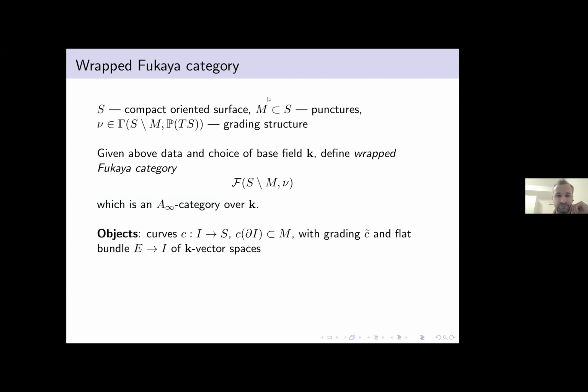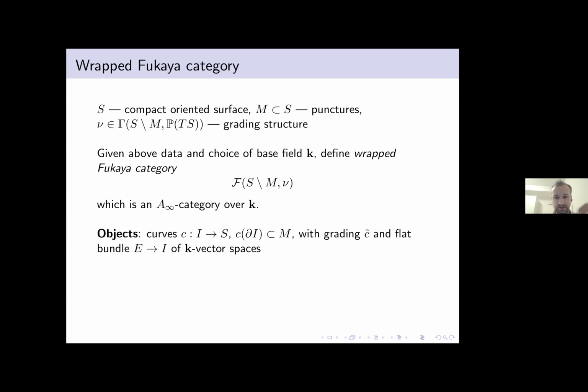You can also put the symplectic form, or an exact primitive of the symplectic form, but that doesn't really play much of a role here. There are ways of defining this without choosing any symplectic structure. Anyway, in this dimension, there's not really much symplectic topology. So if you have all of this data, and also choose some base field, completely arbitrary, then there is something called the wrapped Fukaya category of the complement of these marked points with respect to this grading structure. This is an infinity category over the base field.